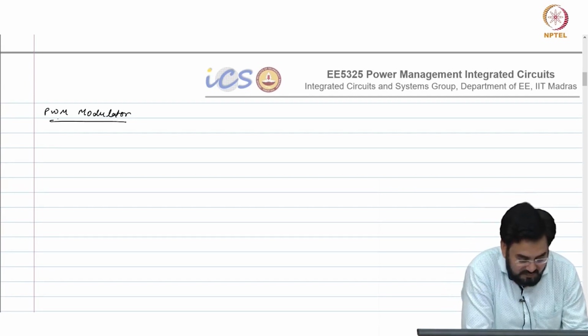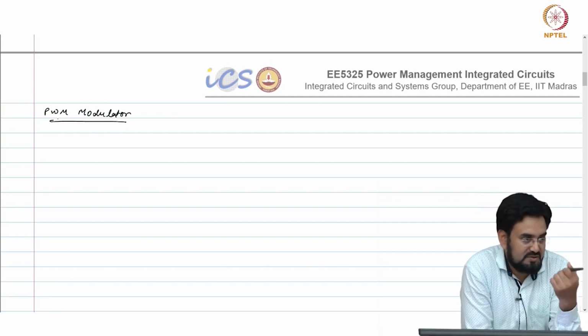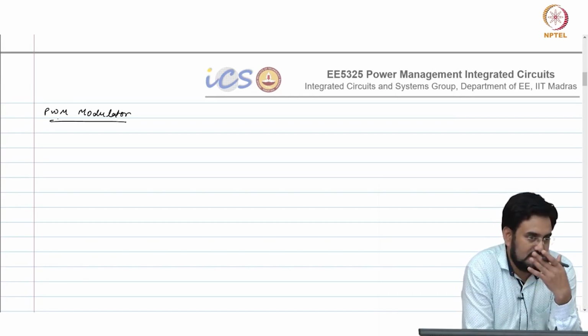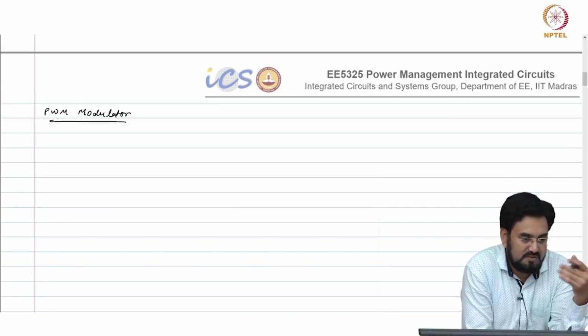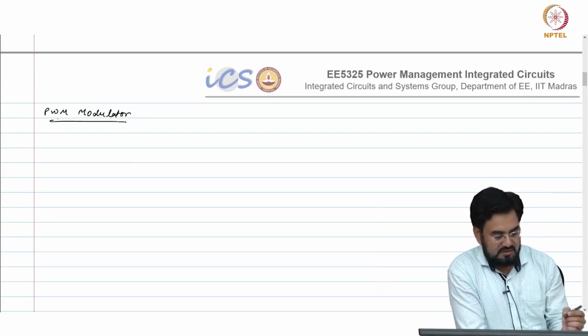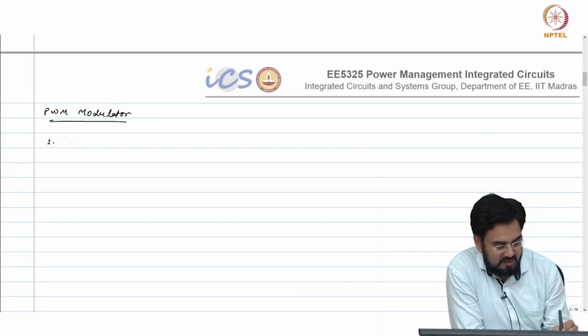Starting with the PWM modulator, we know that a switching regulator works on the principle of PWM. So, the control voltage from your feedback loop has to be converted to a PWM clock, which will regulate the output. There are three types of PWM modulator.